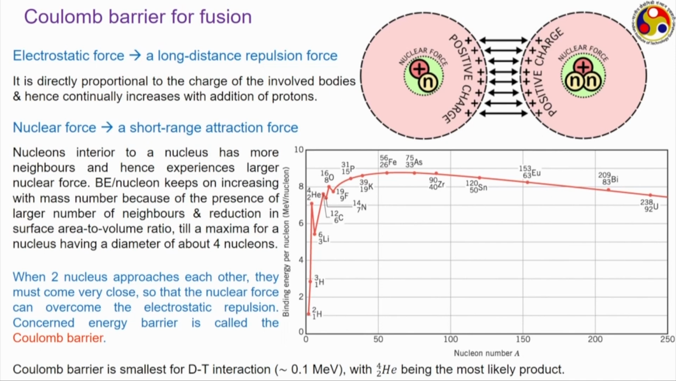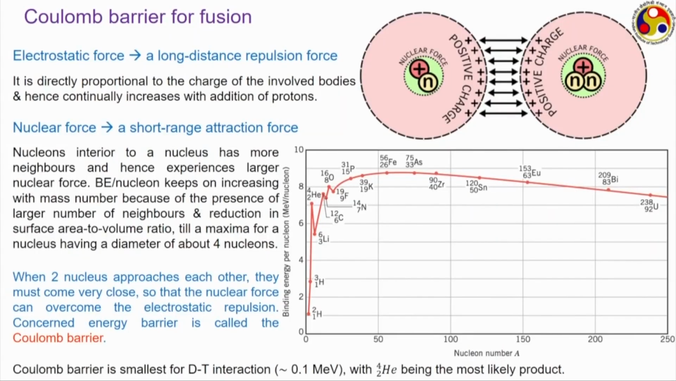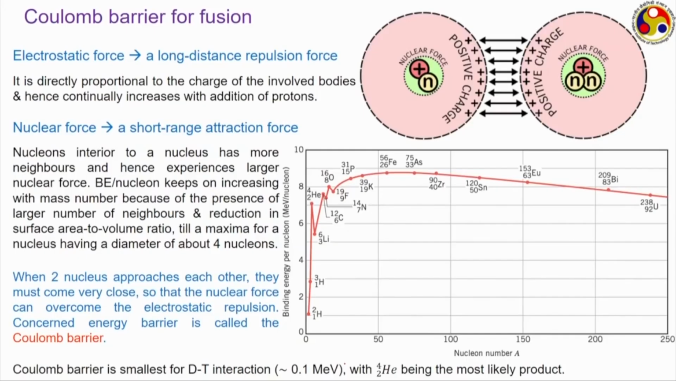The particles, that is deuterium and tritium nucleus, need to be very close to each other to come under the action of this nuclear force. And the energy barrier that these two nuclei need to overcome is referred to as the Coulomb barrier. While we have discussed 4 different kinds of fusion reaction involving deuterium, the Coulomb barrier corresponding to the DT reaction, or deuterium tritium reaction, is the smallest, only 0.1 MeV, and that is why, despite having 2 different kinds of DD reaction, the DT reaction is the most prominent one.